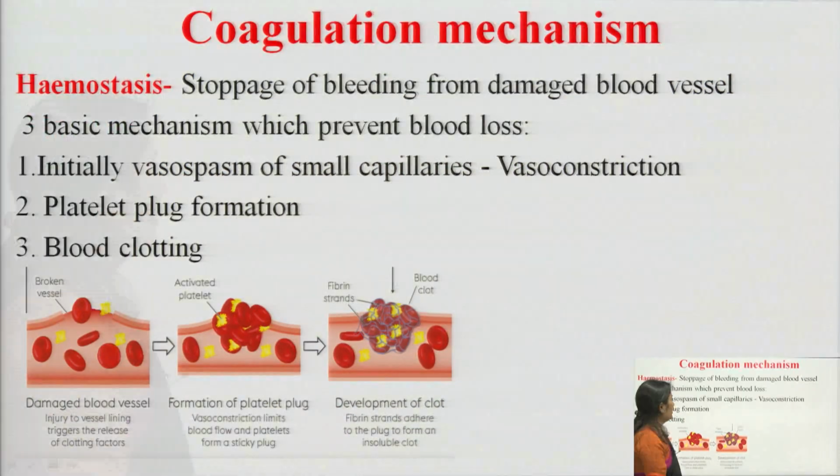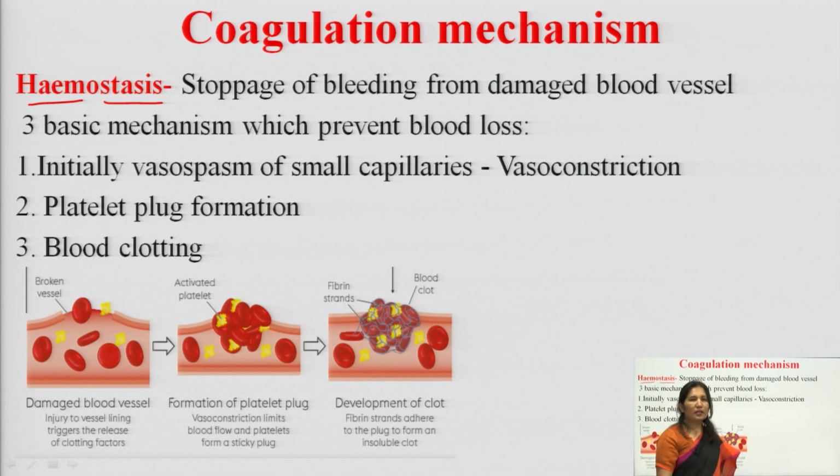So, first we need to understand what is coagulation. Hemostasis: hemo means blood and stasis means to stop. Sudden stoppage of blood from the damaged blood vessel is known as hemostasis. As we know, whenever there is a cut or a prick, bleeding starts and this bleeding stops within a few seconds to minutes. This spontaneous arrest of bleeding is known as hemostasis, and this hemostasis involves three basic mechanisms.